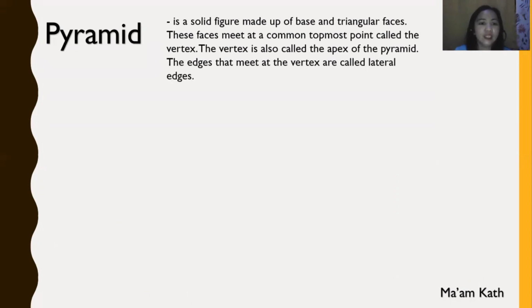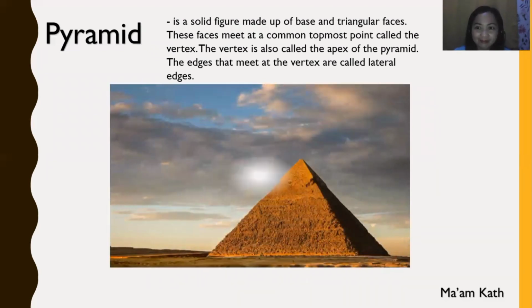Now, let's have a picture of a pyramid. One of the famous pyramids, or a concrete example of a pyramid, is the Pyramid of Giza that can be found in Egypt.